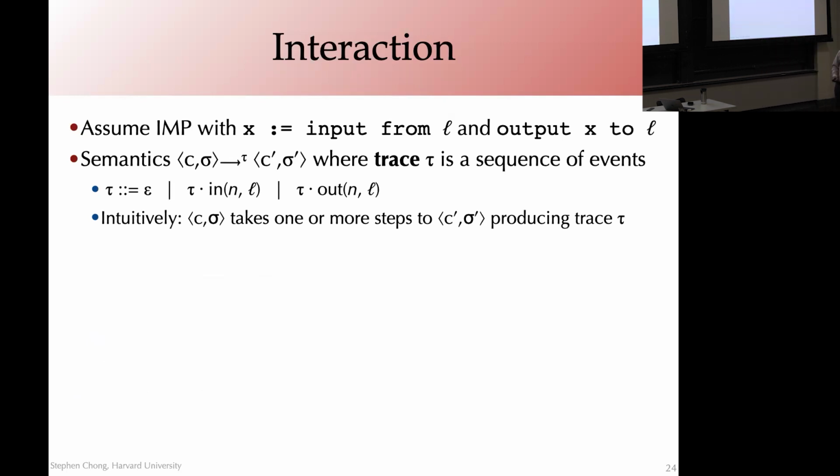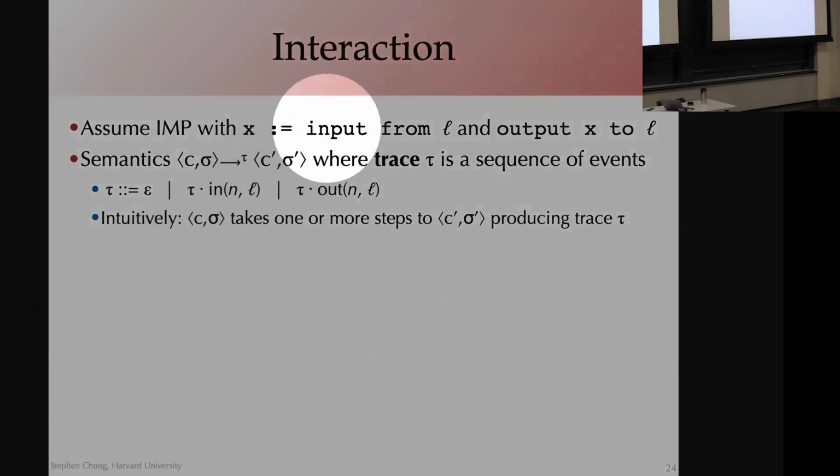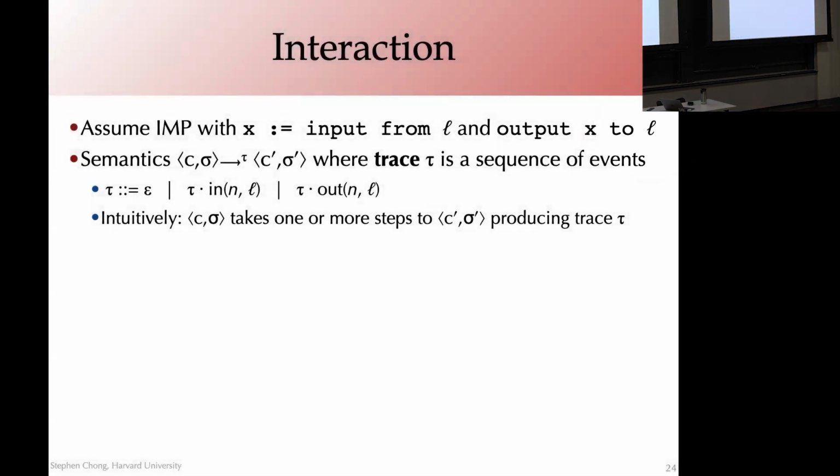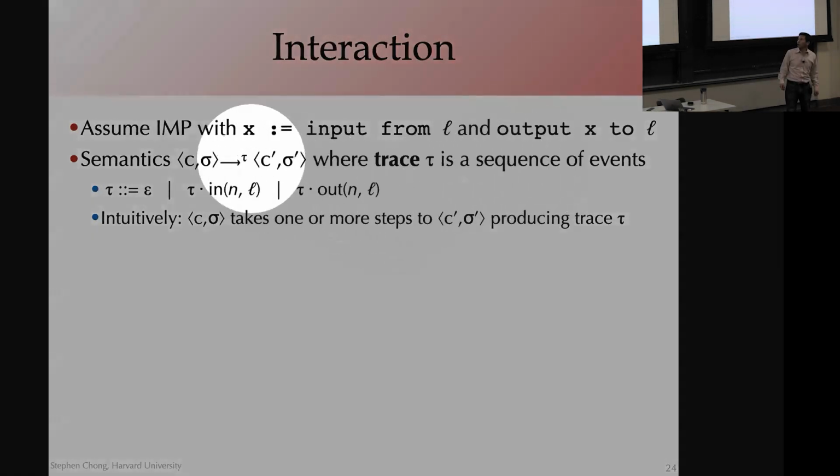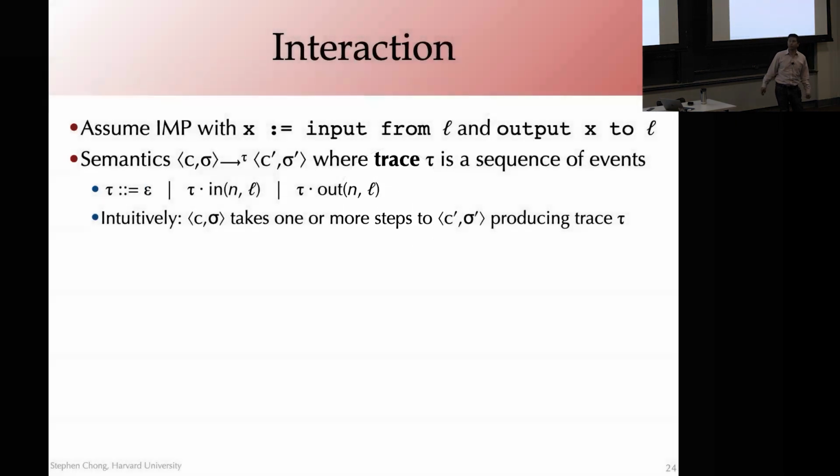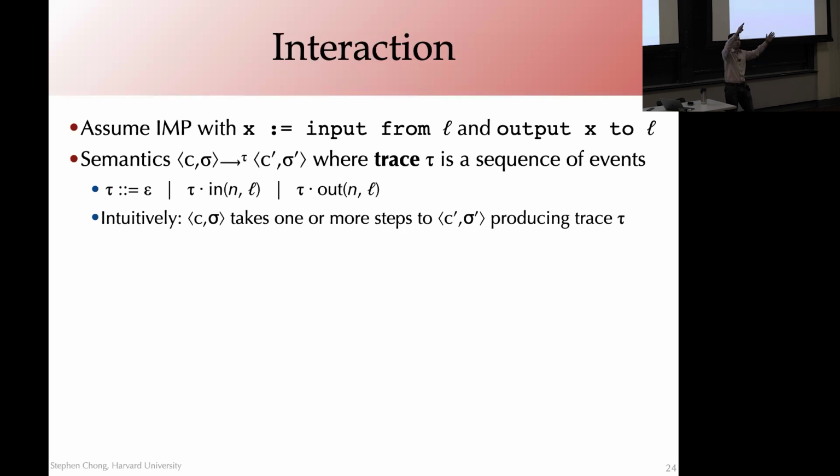Let's suppose that we add input and output commands: take an input from a channel associated with label L and put the result into X, and output a variable X to a channel L. We modify our semantics. I'm going to assume a small step semantics where, if I take one or more steps from this configuration to that configuration, it might produce a trace tau, where a trace is either empty, or a trace with an input event at the end, or a trace with an output event at the end. So a trace captures the history of the inputs and outputs of an execution.